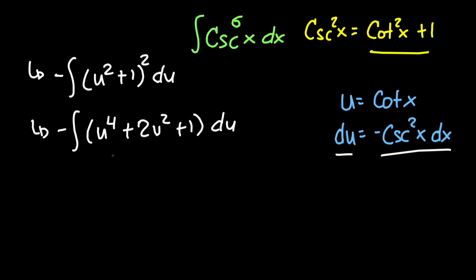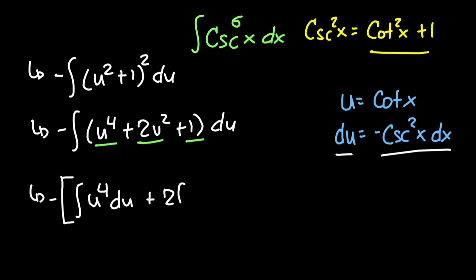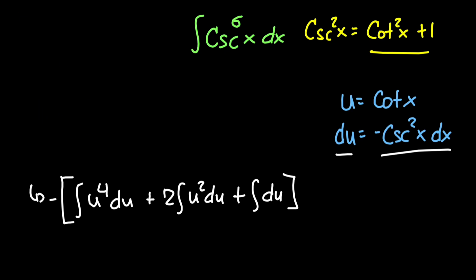And so, if you want, we can split the integral into 3 parts. So this should be negative, and put a bracket now, in order to represent the integral of it. So this would be the integral of u to the power of 4 du plus 2 the integral of u squared du plus the integral of simply du. If you don't want to put a bracket on it, you can just distribute the negative sign, but I will not do that first. And so what we have here is to integrate this now one by one.